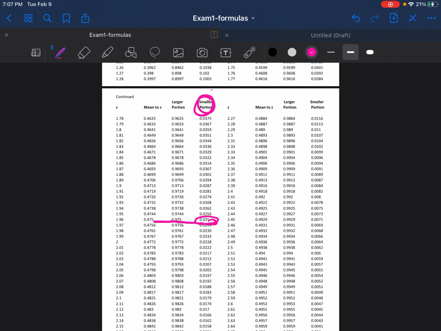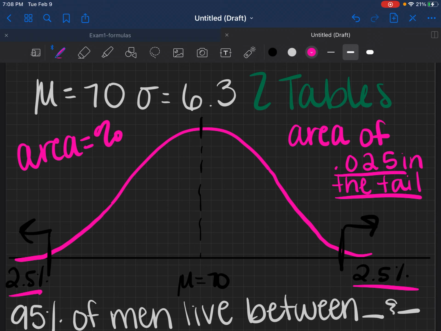I'm going to go over here and see what z is associated with that. So a z-score of 1.96 is associated with the upper 2.5% of the distribution. Now, remember that these are symmetrical. So, don't freak out. I'm going to do the same thing over here except negative. I hope that makes sense. I hope you guys remember that they're symmetrical and that it's going to be the same on this side that it is on this side.